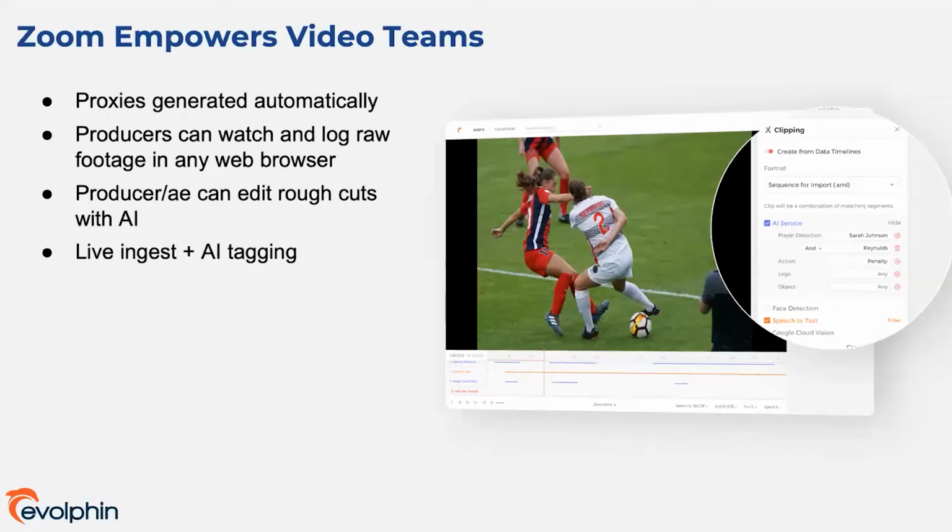Other ways Zoom empowers video teams is, like I said, the proxies are generated automatically, and those proxies can be played in our web client from any device, from desktop or mobile. So, for example, if a producer needed to watch the raw footage, they needed to view the dailies, they could do that from an iPad or from their laptop. They could go through and pull selects, they could log the footage. An assistant editor could go through and tag key moments that they want out of a long video file for the editor to take. Or you could even have AI go through and analyze and tag key moments.